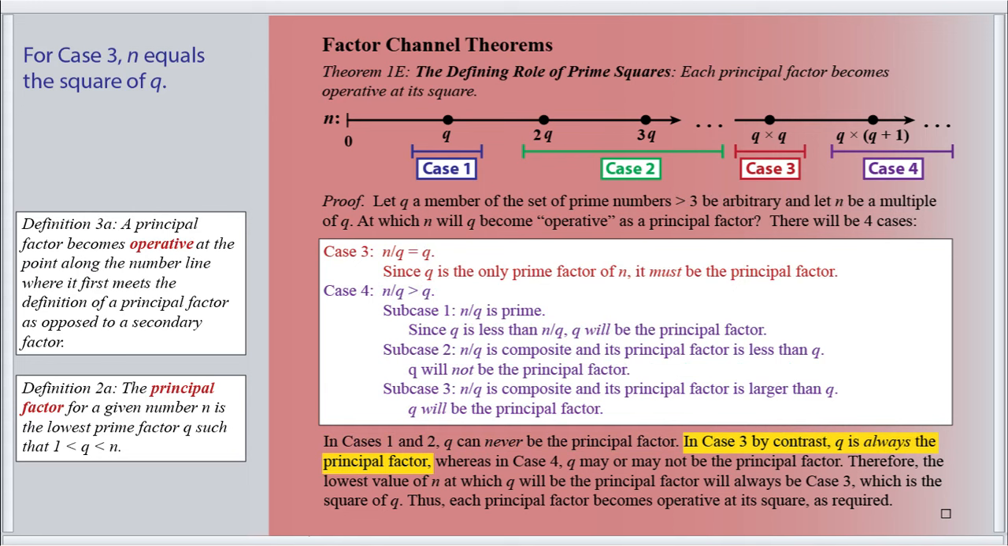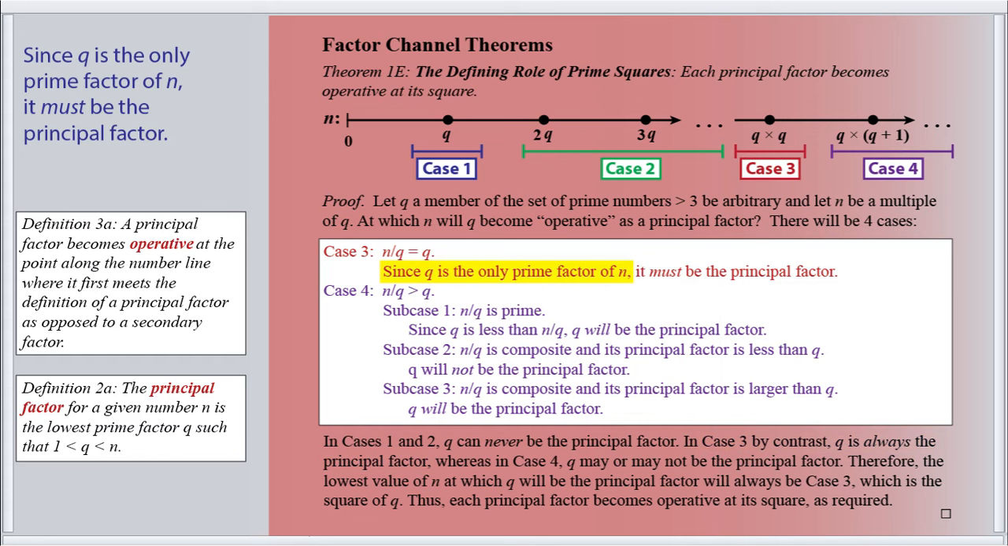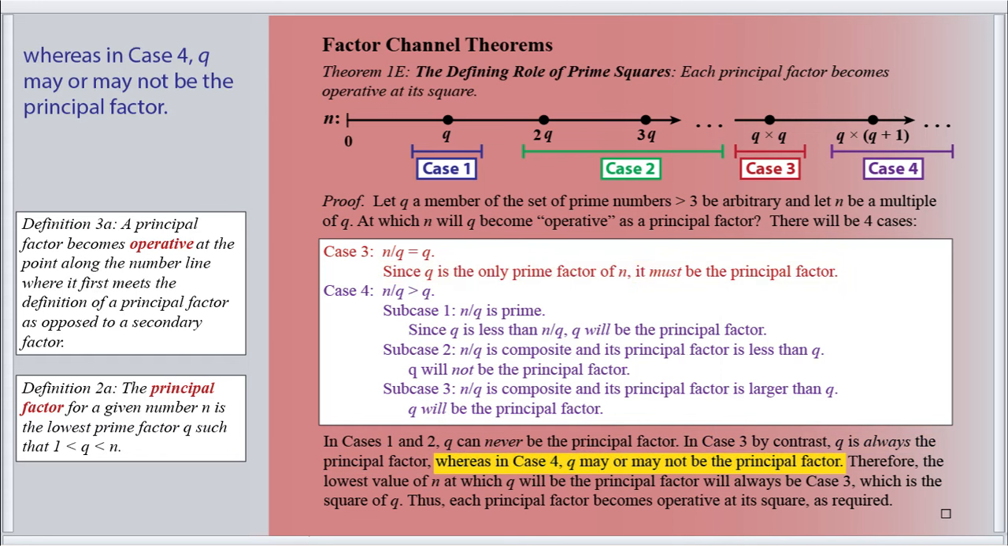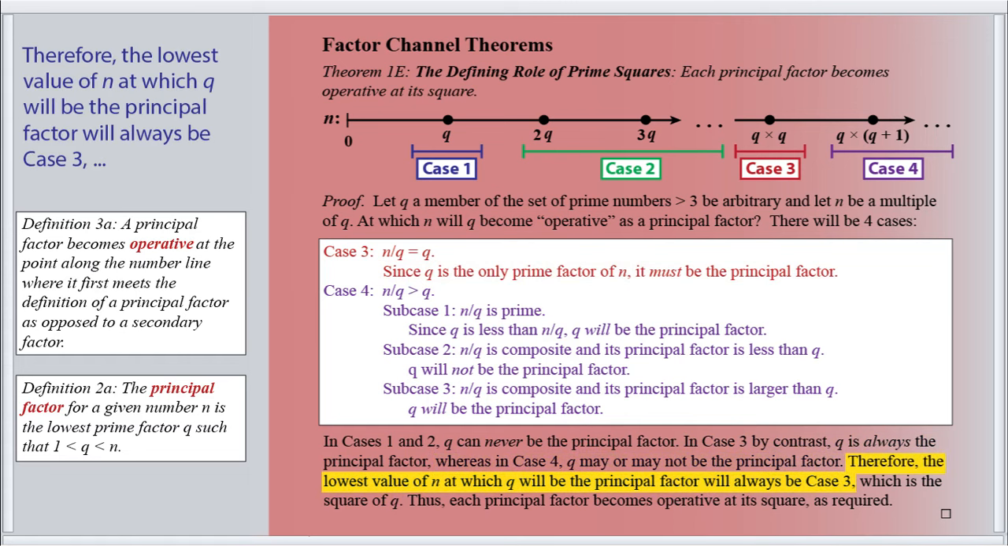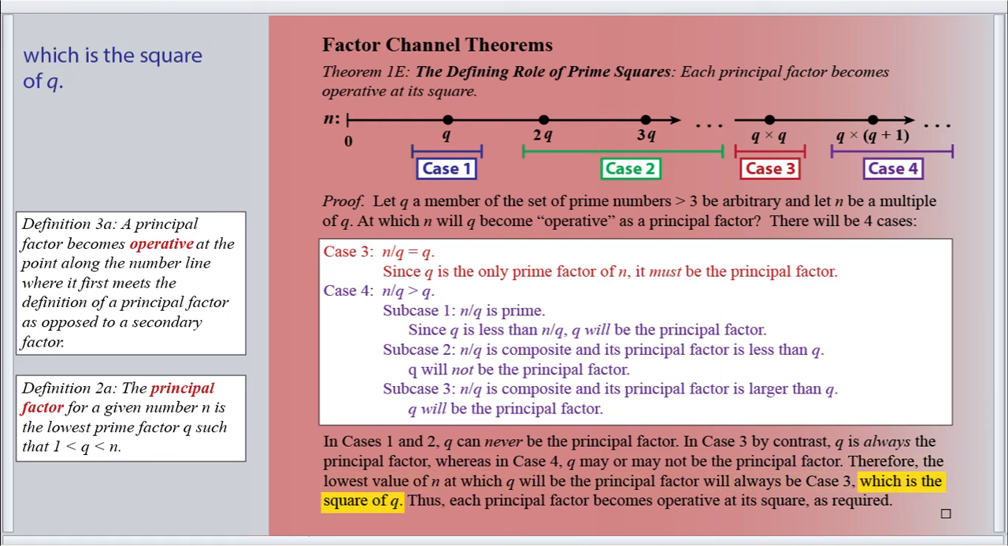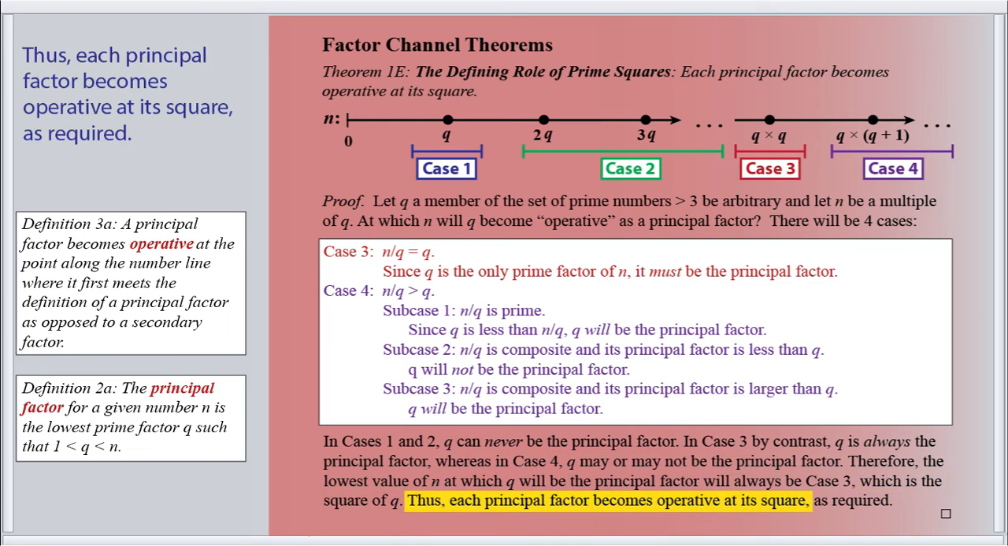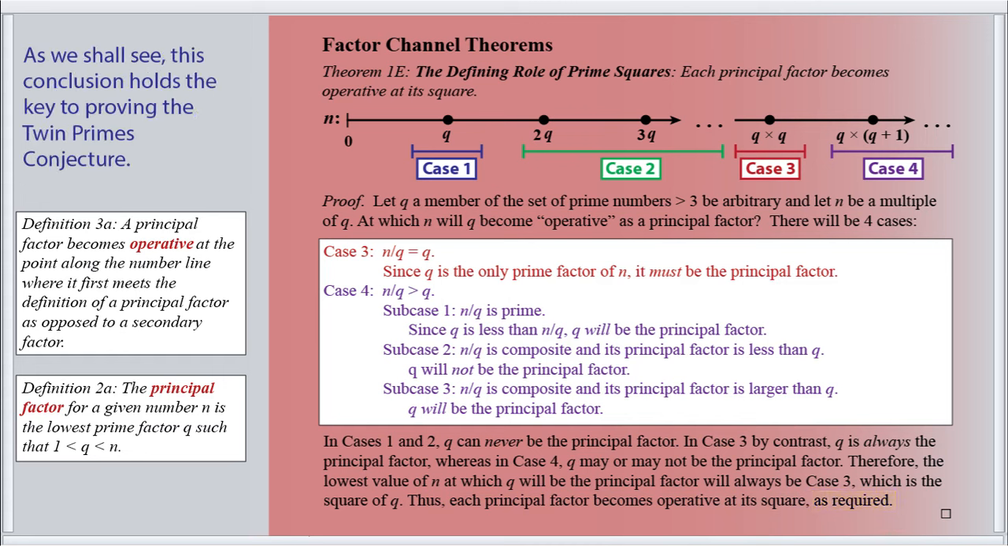For case 3, n equals the square of q. Since q is the only prime factor of n, it must be the principal factor, whereas in case 4, q may or may not be the principal factor. Therefore, the lowest value of n at which q will be the principal factor will always be case 3, which is the square of q. Thus, each principal factor becomes operative at its square, as required. As we shall see, this conclusion holds the key to proving the twin primes conjecture.